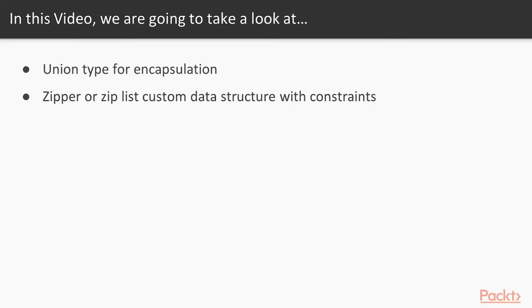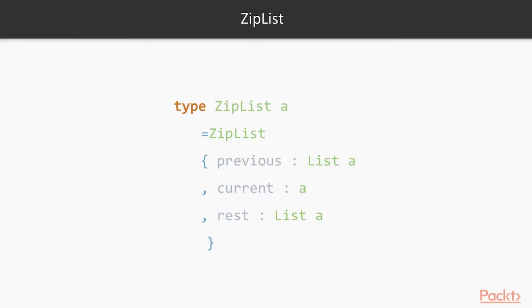In this video, we're going to take a look at using union types for encapsulation, and I'm going to introduce you to the concept of zipper or zip list, a custom data structure with constraints. A zip list essentially is represented by a union type with a single value. So in this specific case, this zip list can represent a data structure which cannot be empty. So essentially it's a list with at least one element.